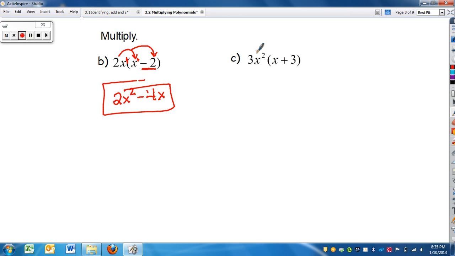In C, I'm multiplying 3x squared, a monomial, times a binomial. So I have 3x squared times x, that is 3x, with the 2 from x squared and the 1 from x to give me x cubed. 3x squared times 3 is 9x squared.